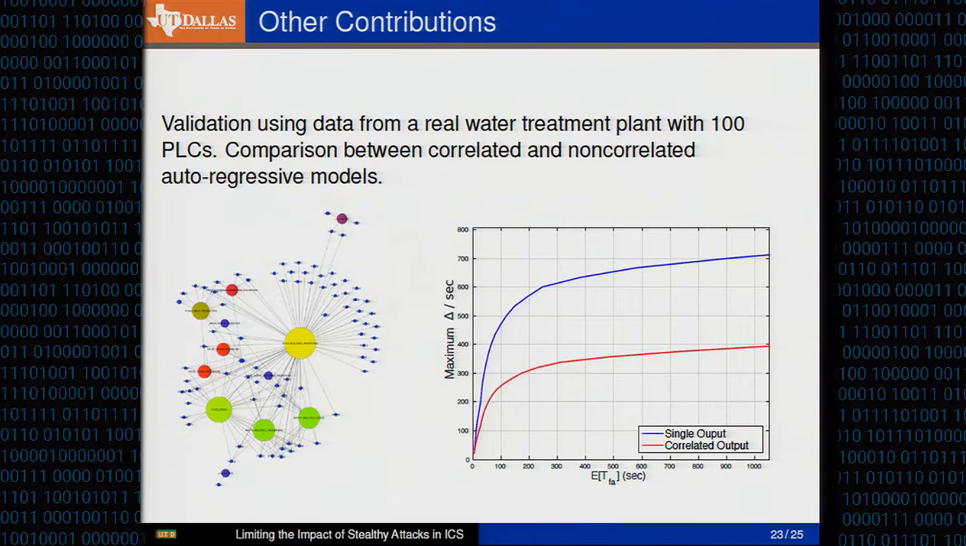Now, during this work, we did other case studies, but because of time constraints, I will not go over each of them in detail. But in particular, we did analysis on real operational data in a real water treatment plant with more than 100 PLCs. And we tried to compare here, building on previous work that used autoregressive models for prediction. We want to see how correlation in autoregressive models could help to limit the impact of an attack. And actually, we got that result, that correlation could be a technique to improve the detection mechanism.